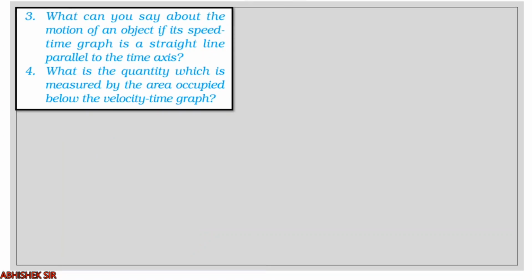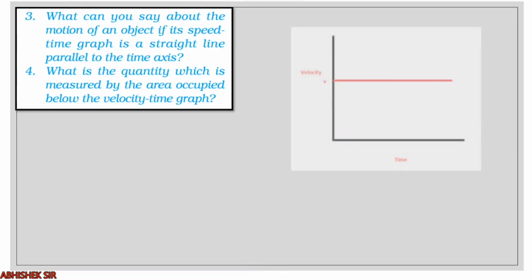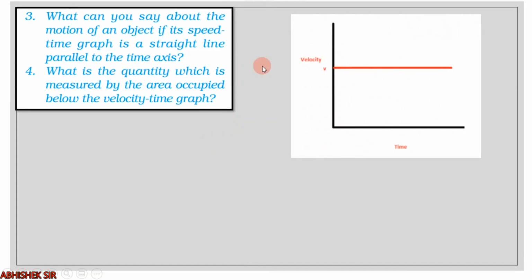Moving on to the next question, that is, what can you say about the motion of an object if its speed versus time graph is a straight line parallel to time axis? That means over here you can see velocity is parallel to the time axis and the graph is parallel. That means initially whatever the velocity was, it was having some value, means object was in motion at some velocity, and that is not changing as per the time. That means object is moving with a constant velocity.